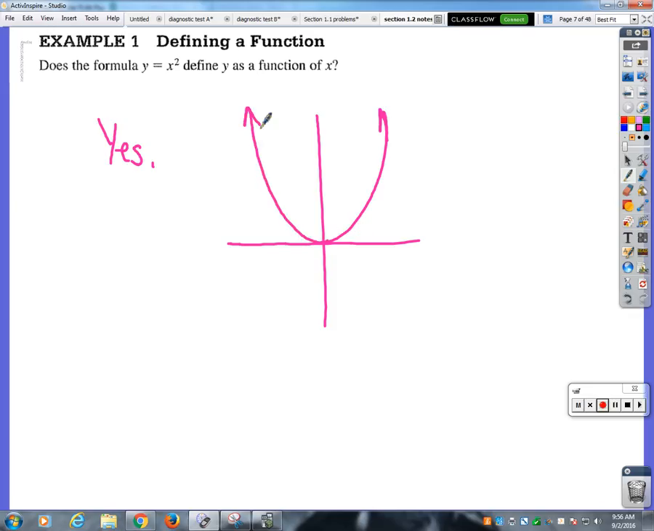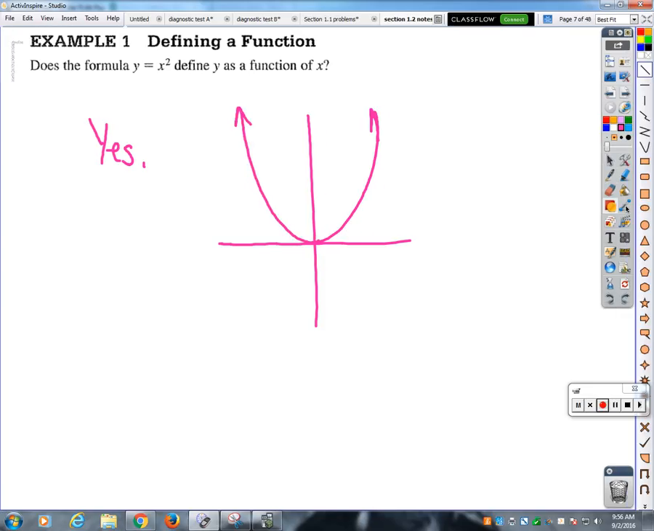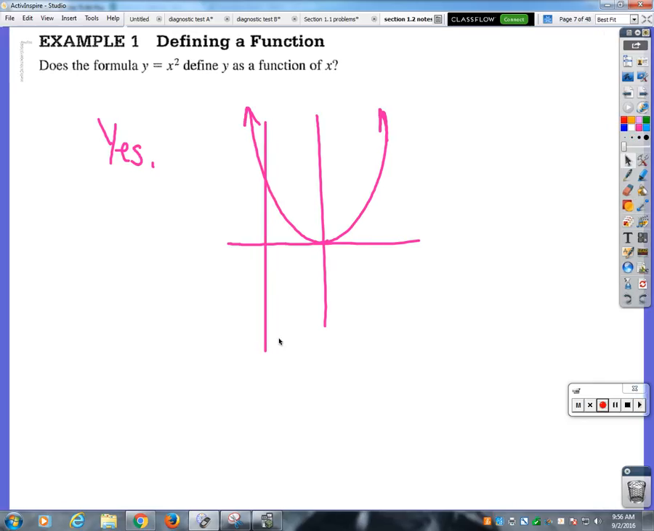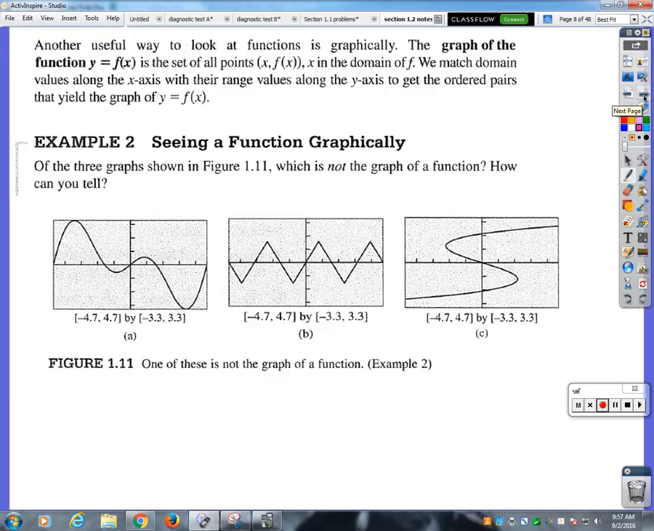Like we were talking about in terms of the vertical line test, if I take a vertical line and pass that across the graph, it will never touch the graph in more than one place. So that tells me that every time I put in an x value, I get one y value as an answer. So that means yes, it is a function.